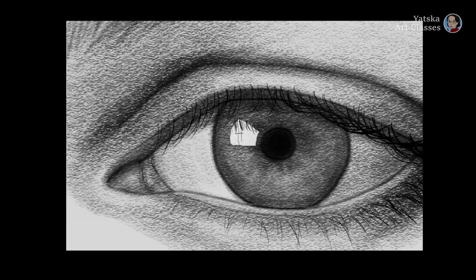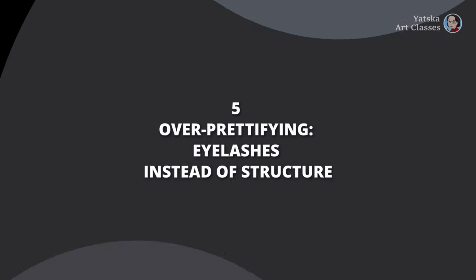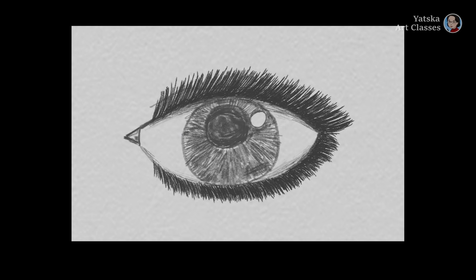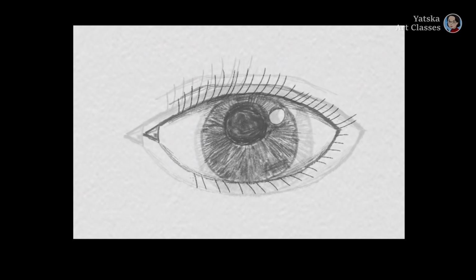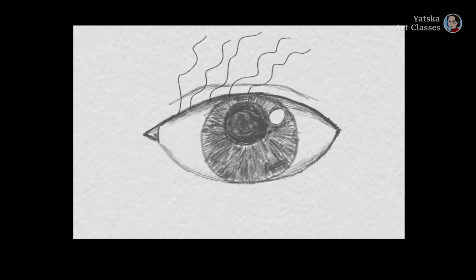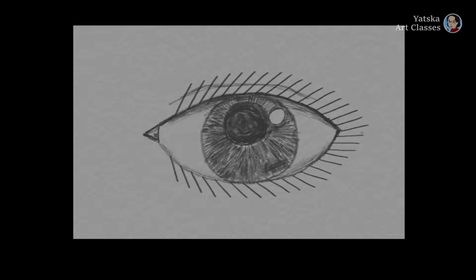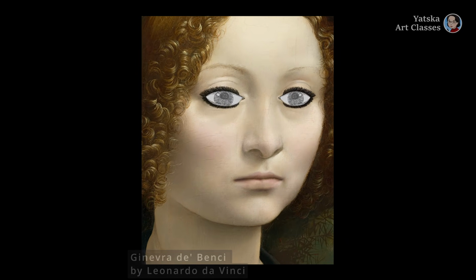Mistake number 5. Over-prettifying eyelashes instead of structure. Very often people try to save an eye by prettifying it when the structure isn't there. Lashes get drawn right on the scleral lid edge, too long, too dense, all the same width and angle. A simple eye with a solid structure looks more convincing than a pretty but flat one.